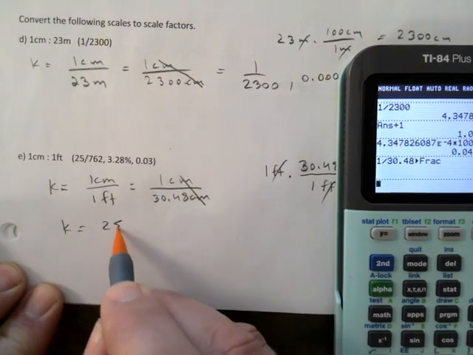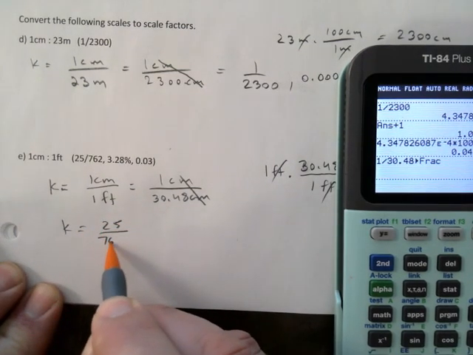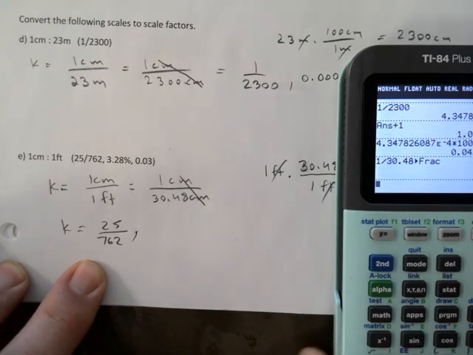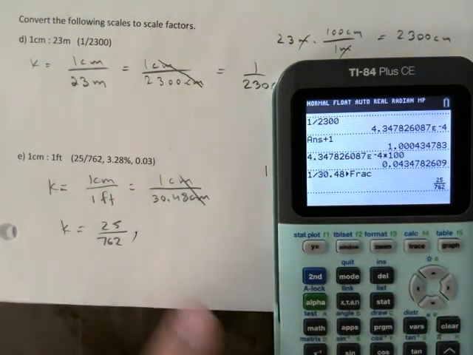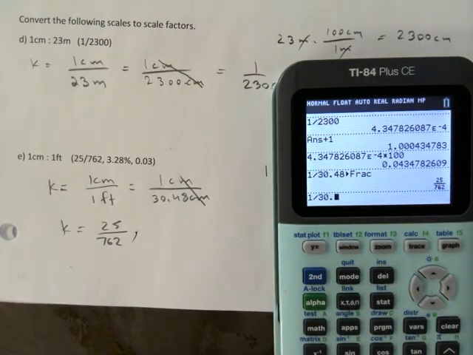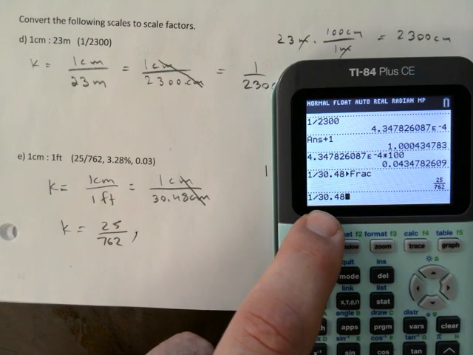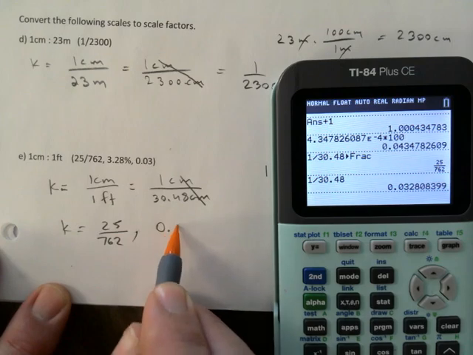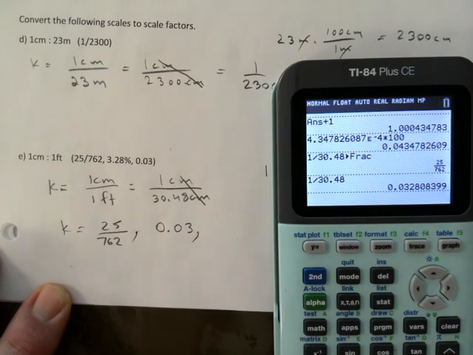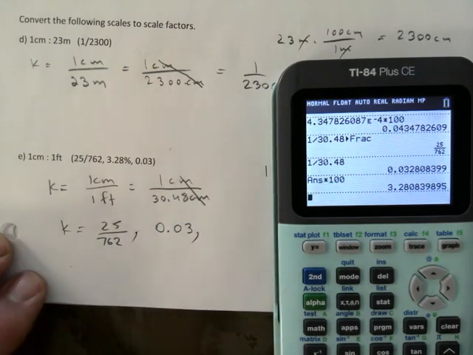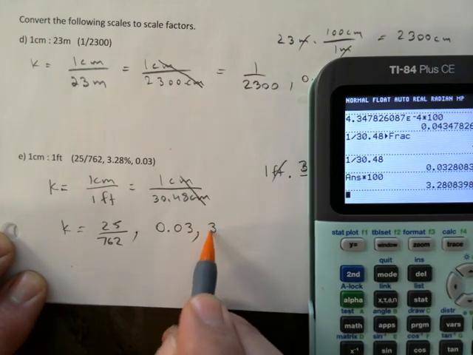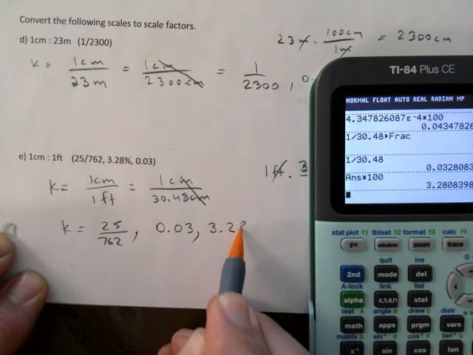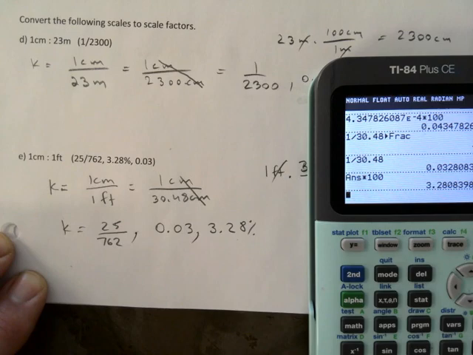So 25 over 762. But let's say it didn't ask you for a fraction, right? All you would have had to do is just go 1 divided by that 30.48, and you get 0.03. But if you multiply that by 100, you get 3.28%. Just like I have it here, right?